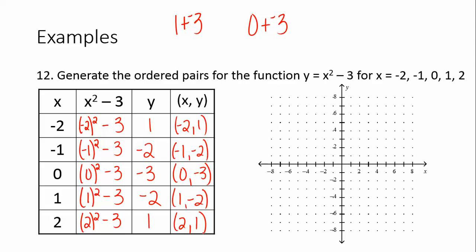So if you want to pause the video, graph the ordered pairs, and see if you can generate a graph that looks like mine. (-2, 1), (-1, -2), (0, -3), (1, -2), I'm going over 1 and down 2, and also (2, 1). This is a U-shaped curve. It's called a parabola, and it's because of the squared on the x that gives it this shape. This is a graph that you'll become very familiar with, but hopefully your graph looks like mine.